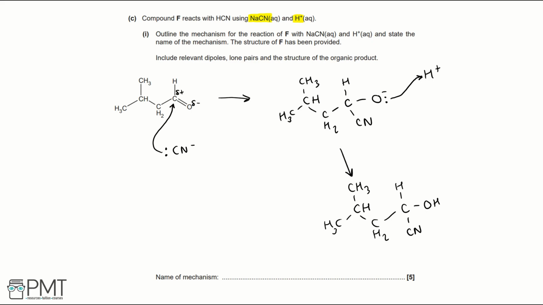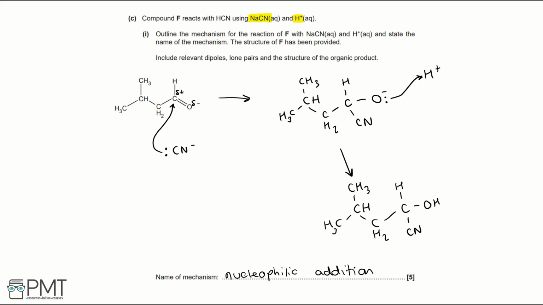So the name of this mechanism, we have a nucleophile, so we can start by writing nucleophilic. And then you've got two choices, addition or substitution. Well, we haven't substituted anything in compound F, so we are adding. We've added this CN, we've added this nitrile, so it's nucleophilic addition. And to get the 5 marks for this question, you get your first mark from your curly arrow going from the CN- nucleophile or the nitrile nucleophile.